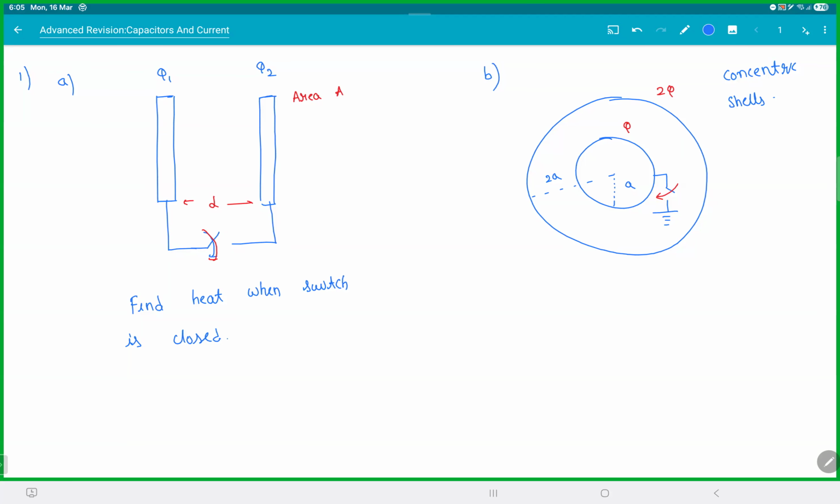The first thing, when you say Q is equal to CV, what is Q exactly there? When you say Q is a charge on a capacitor, are you talking about the total charge on the capacitor, or are you talking about the charge on the positive plate? So what is that Q exactly?